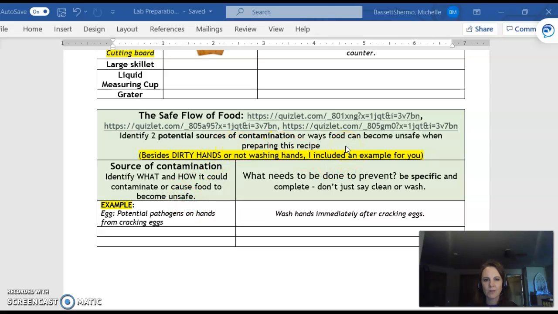Remember, when we talked about contamination, we were talking about things like biological, physical, those sorts of things. So you have to think a little further than "I didn't wash my hands" or "the counter was dirty."